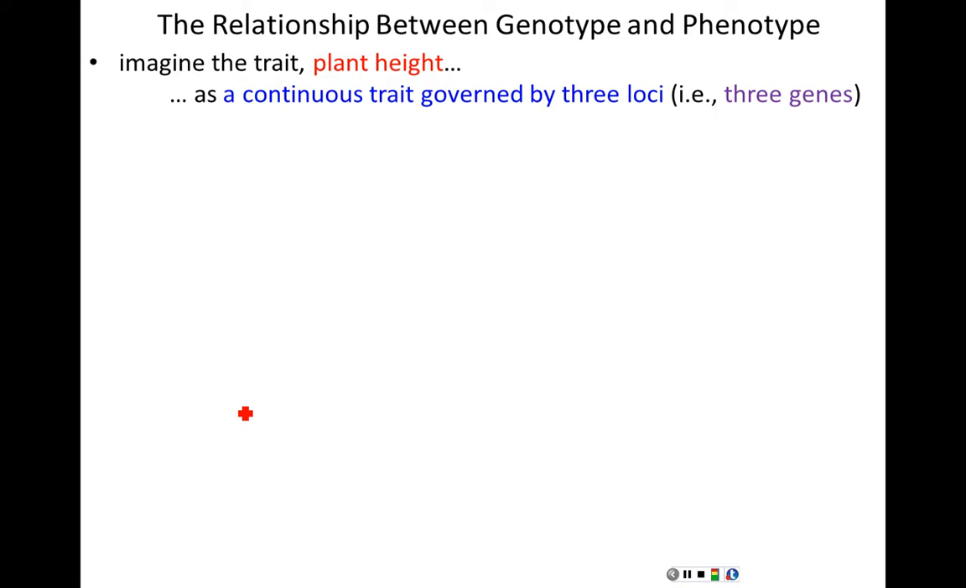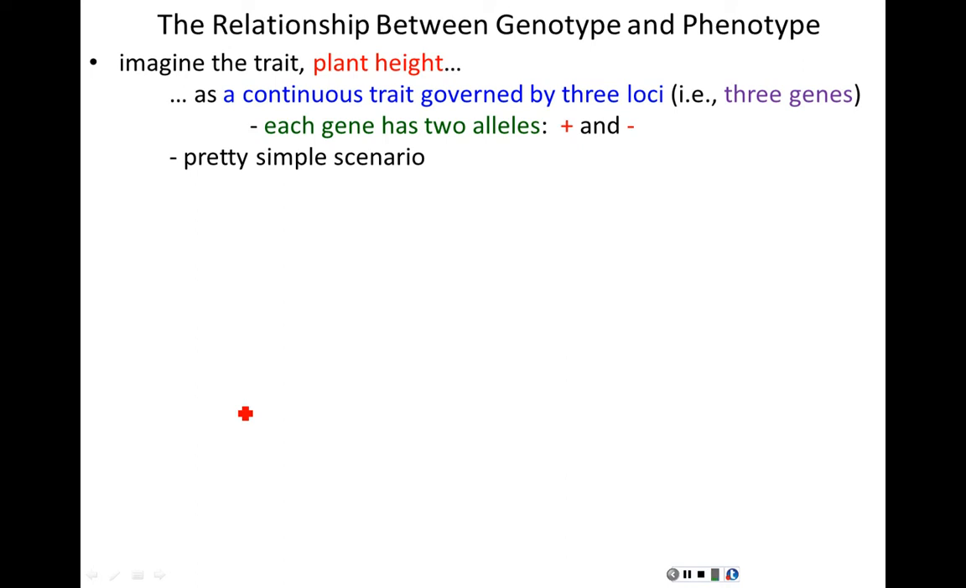It's going to be a very simple continuous trait governed by only 3 loci, so only 3 genes are going to play a role in this trait. And each gene only has 2 alleles, so believe it or not, as confusing as it's about to get, this is a very, very simple case of quantitative genetics. So 3 genes all contribute to plant height. Each gene has 2 and only 2 alleles. We'll refer to them as plus and minus.